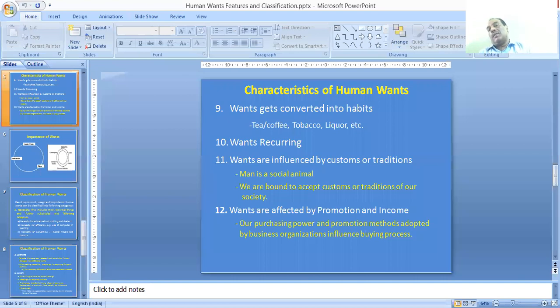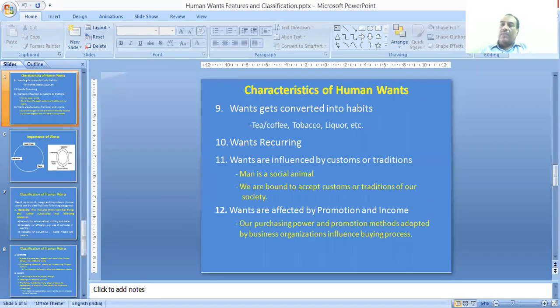Suppose you are going to a marriage, so it has a particular dress code. Suppose you are going to a mourning, where someone has died, to his cremation, so the dress code is different. So this is not a set rule, but it is a custom that we need to follow.